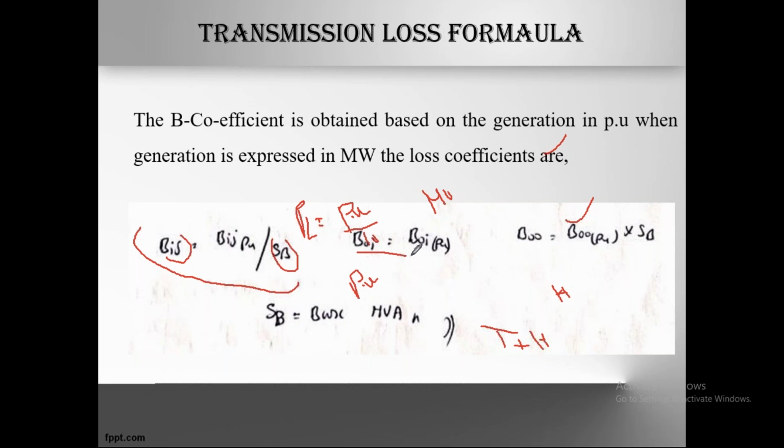In this case, both the per unit value and the real value are equal. And in this case, we have to multiply with the MVA. So these are the three coefficients we are using in the power loss equation. And here SB is called the base MVA.